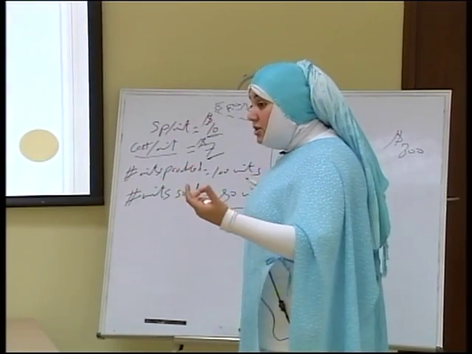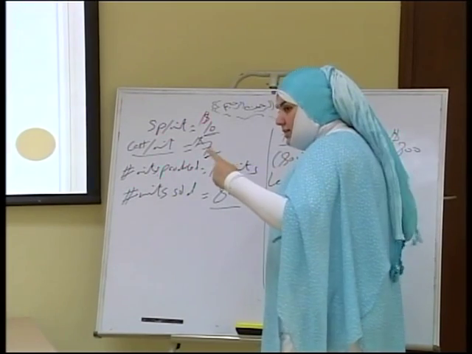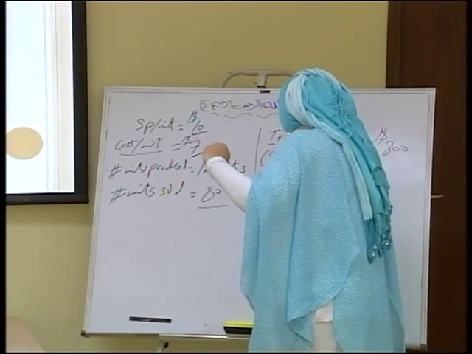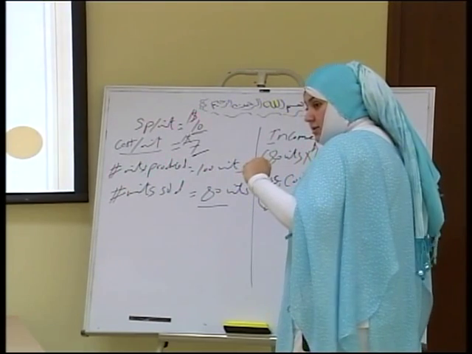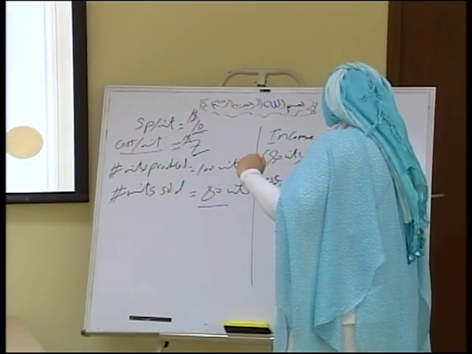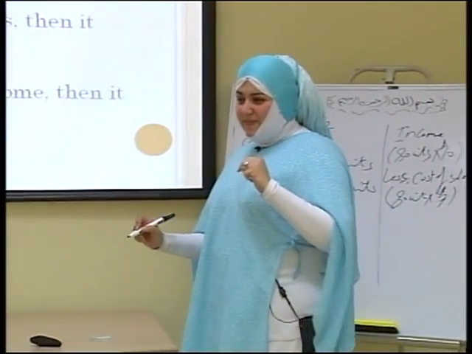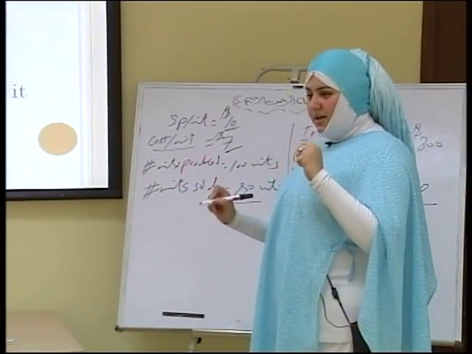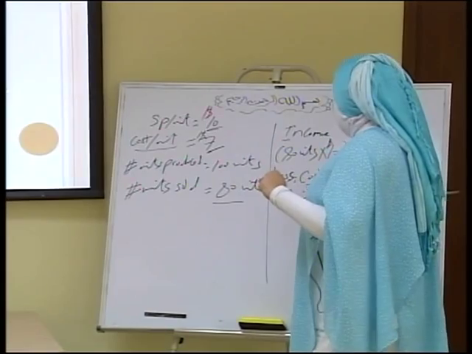Because we need $7 per unit. So how to calculate the cost of sales? 80 units multiplied by the $7. Excellent. Okay. So it's how much? 560. Okay. So this is the cost of sales.